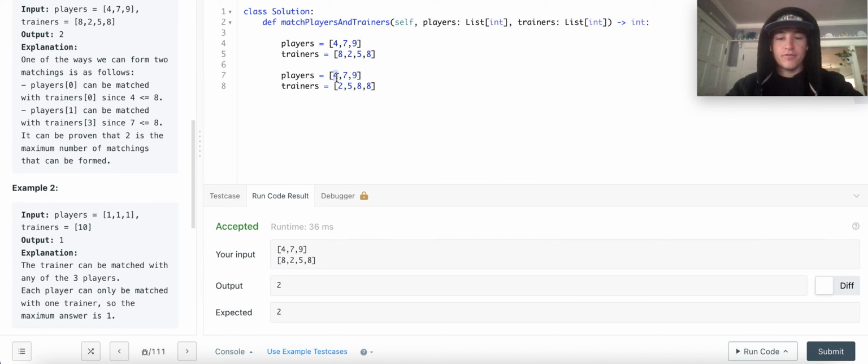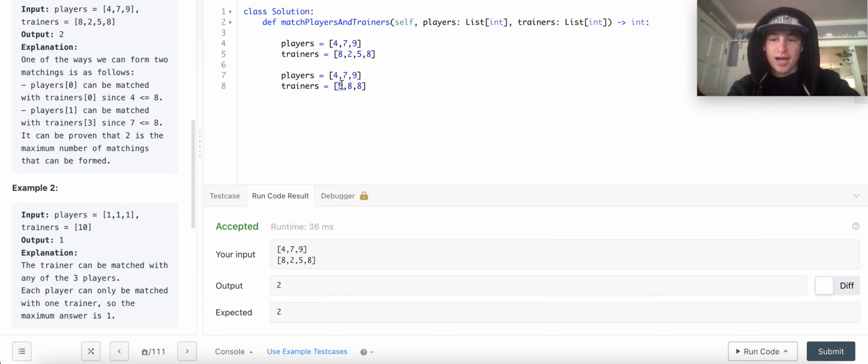So when I look at player 4 and trainer 2, I say, well, this trainer isn't going to match for me because its training capacity of 2 is less than my capacity of 4. And it's definitely not going to match any of my subsequent players because they all have values greater than my own. So this goes away, right? And then we look at 4, right? Well, this is where it gets a little tricky, right? So, 5 will match for me, right? 5 will match for me.